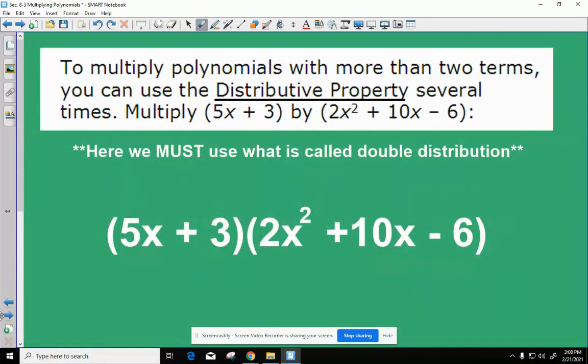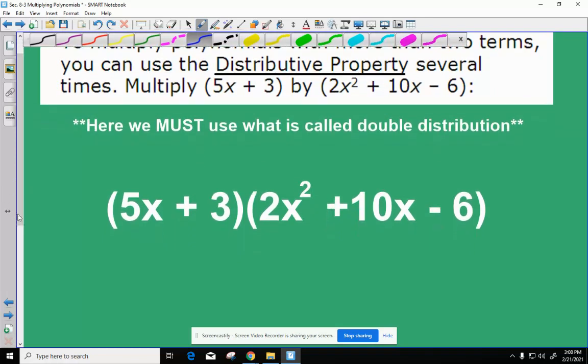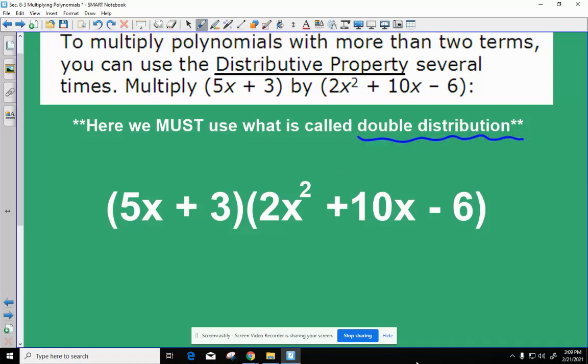All right, last thing, and then we're done. Here we can't use the FOIL method. FOIL has four parts: first, outer, inner, last. In this particular case, I'm trying to multiply two items by three items. If it was two items times two items, FOIL would be great. But here, we're going to have to use double distribution.